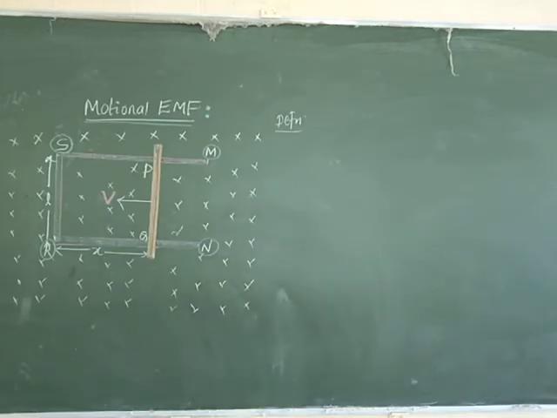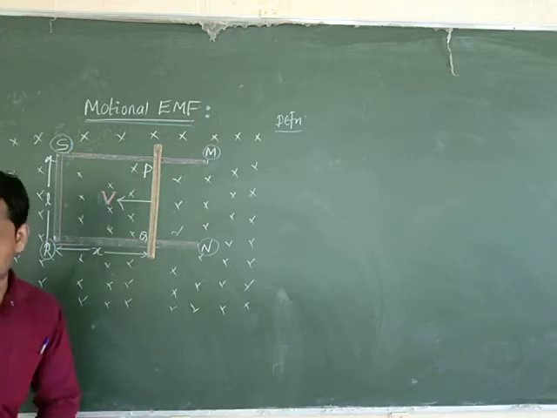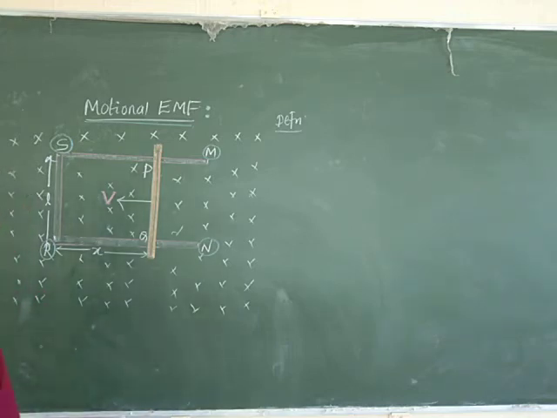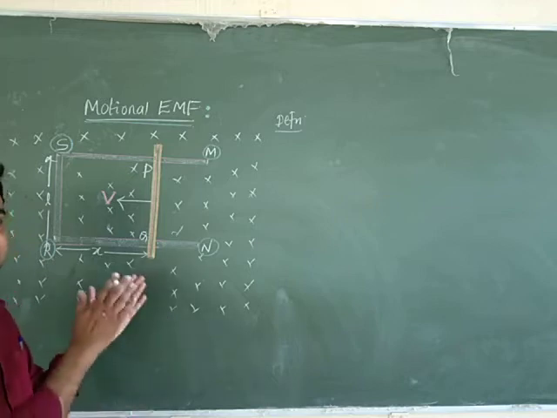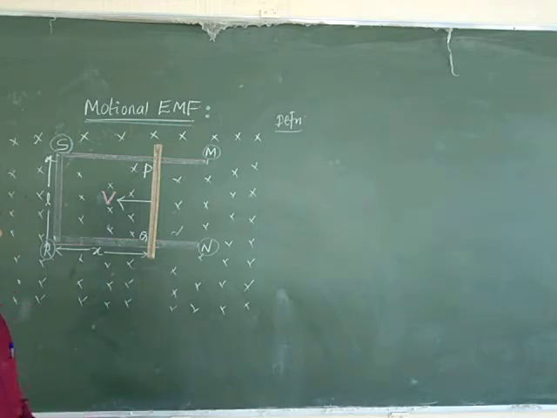Now let us understand what is meant by motional EMF, and hence we have to derive the expression for the motional EMF here. We have discussed the methods of changing the magnetic flux linked with the coil: by changing the area of the coil, by changing the strength of the magnetic field, and by changing the orientation of the coil with the magnetic field, we can change the magnetic flux linked with the coil.